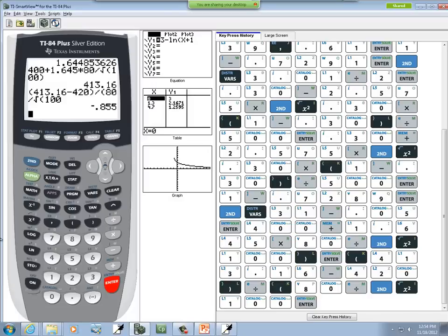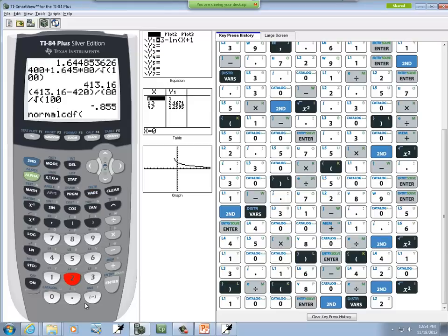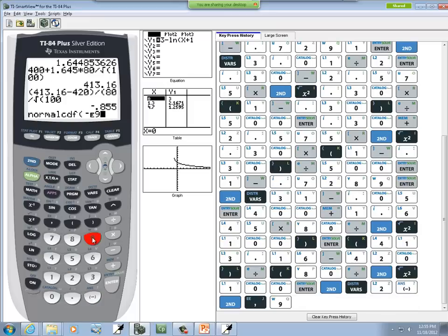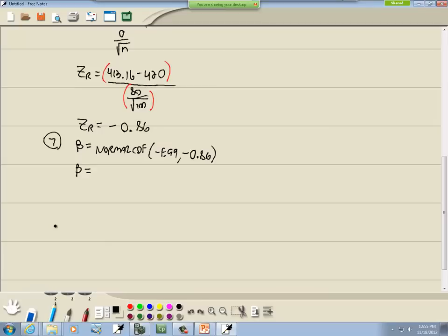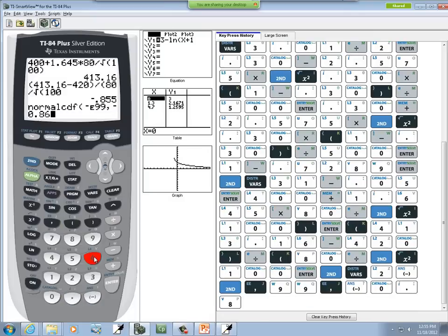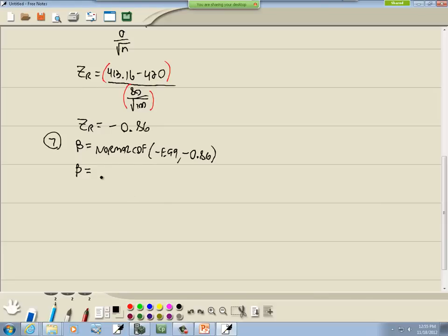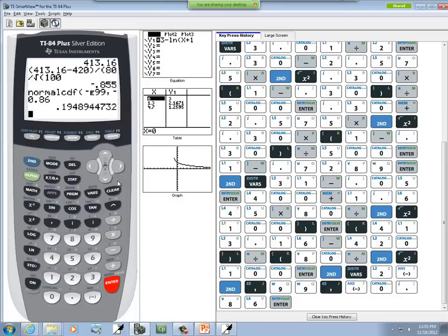Okay, so normal CDF, I'll do second vars. Normal CDF is our second one. Negative, you get E by doing second comma, 99, comma, negative 0.86, enter. And we get 0.1949.